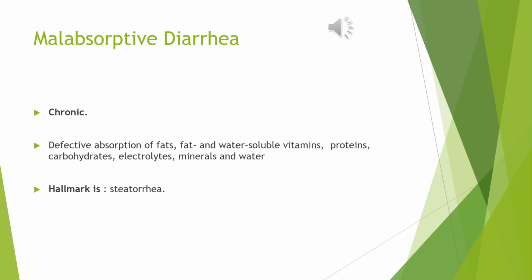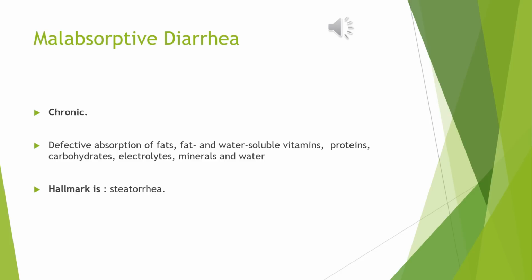So malabsorptive diarrhea is a chronic diarrhea, and it is a result of the defective absorption of many nutrients like fat and water-soluble vitamins, proteins, carbohydrates, electrolytes, minerals, and water. So defective absorption of all of these substances can result in chronic diarrhea.